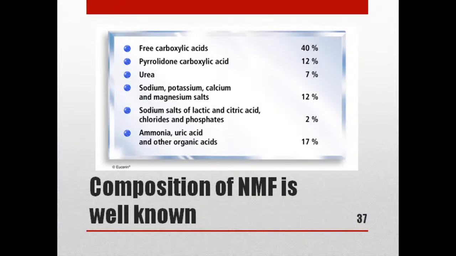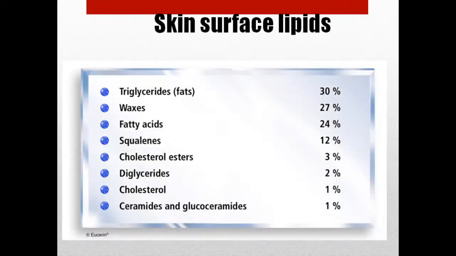The composition of natural moisturizing factor is well known. Free amino acids, pyrrolidone carboxylic acid, urea, sodium, potassium, calcium, and magnesium salts, sodium salt of lactic acid, chlorides and phosphates, amino acids, uric acid, and other organic acids. Skin surface lipids include triglycerides, wax, fatty acids, squalene, cholesterol esters, diglycerides, cholesterol, ceramides, and glycoceramides.